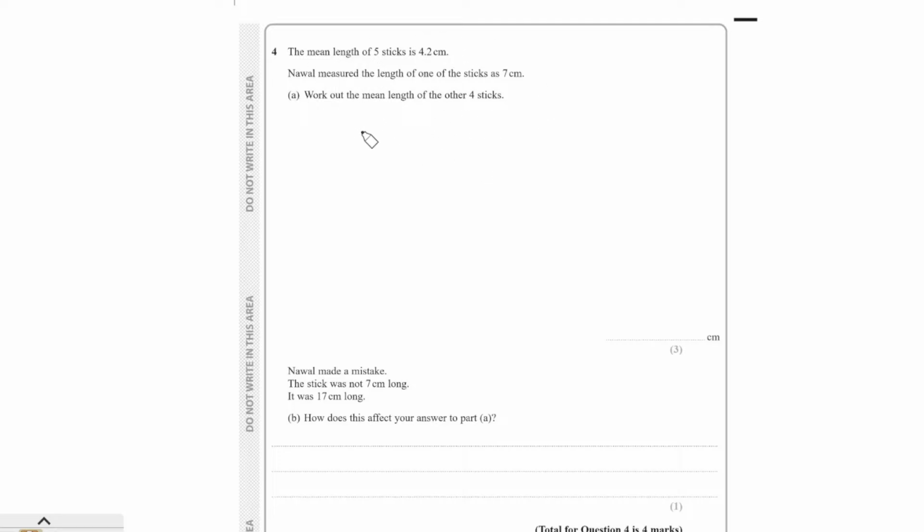So think about how you normally work out the mean. For the 5 sticks, you would take all 5 lengths and add them together, so you'd get the total lengths. Total of 5 lengths, let me write that out. Over, and you would divide that by 5, because there's 5 of them. And you see how that equals 4.2 if you set up this kind of equation.